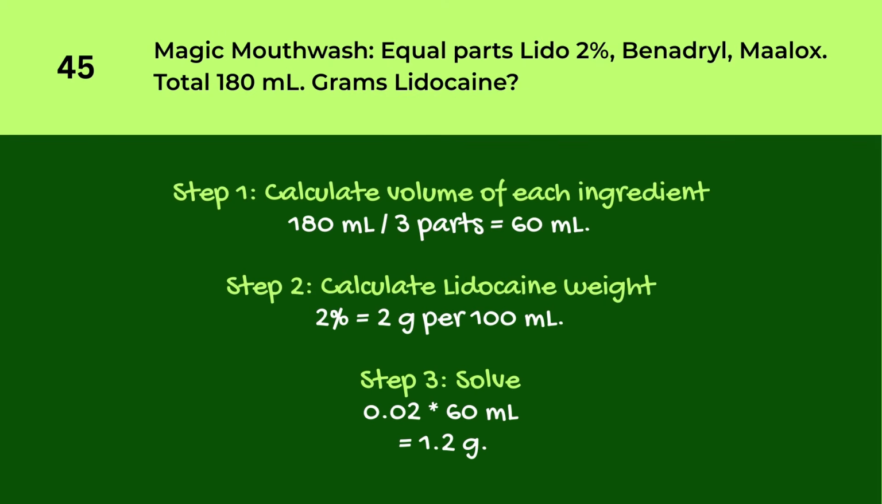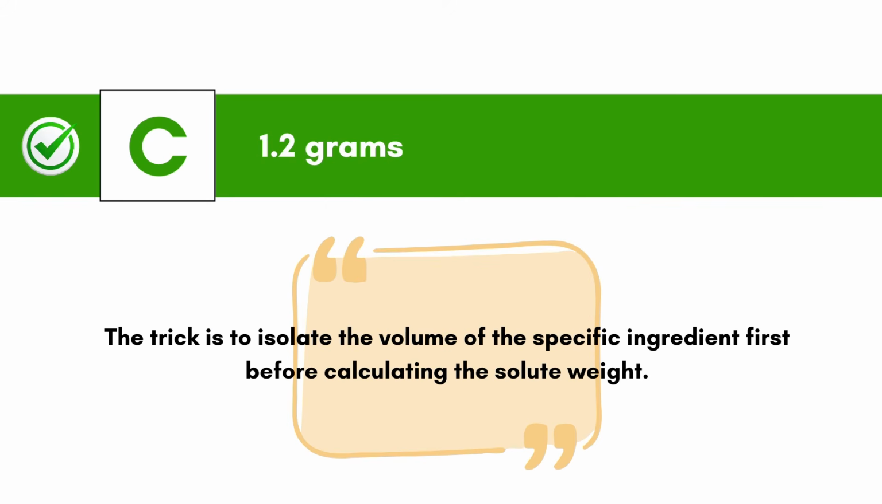First, we handle the equal parts instruction. We have 3 ingredients and a total volume of 180 milliliters. 180 divided by 3 means we have 60 milliliters of each ingredient. Now we focus on the lidocaine. We have 60 milliliters of a 2% solution. 2% means 2 grams per 100 milliliters. If we set up the proportion, 2 times 60 divided by 100 gives us 1.2 grams. Option C is correct. The trick is to isolate the volume of the specific ingredient first before calculating the solute weight.